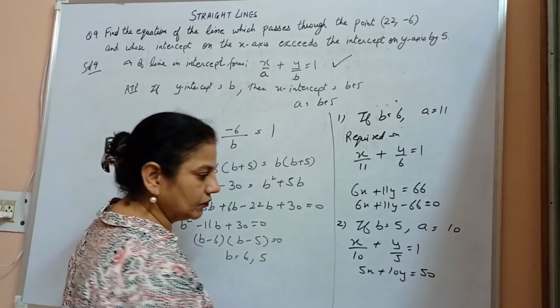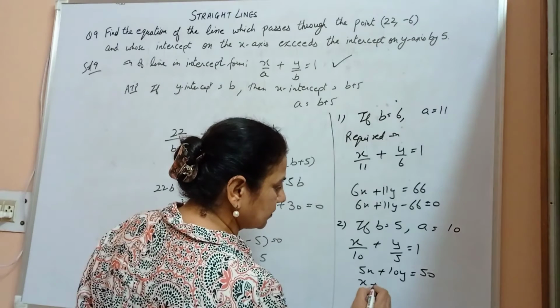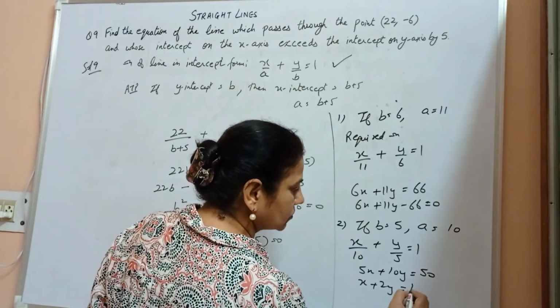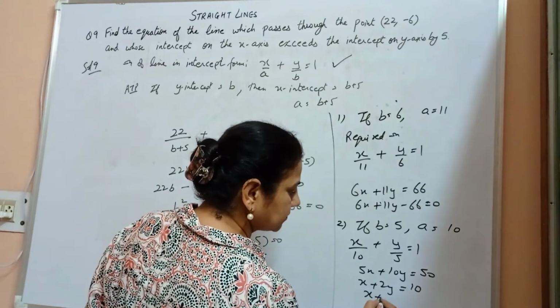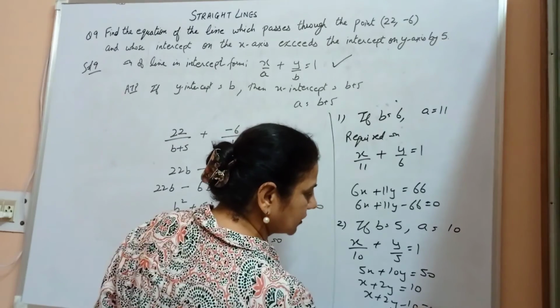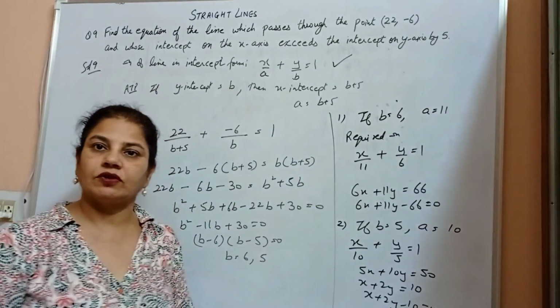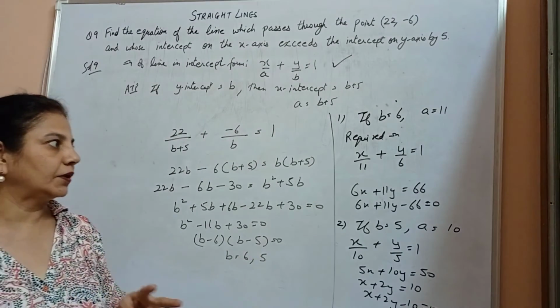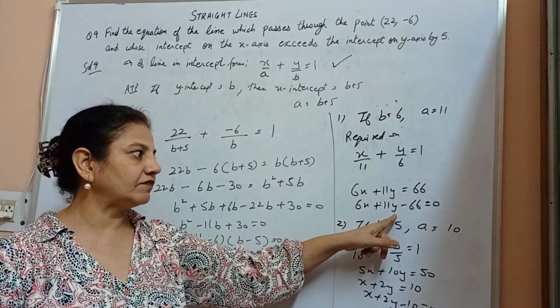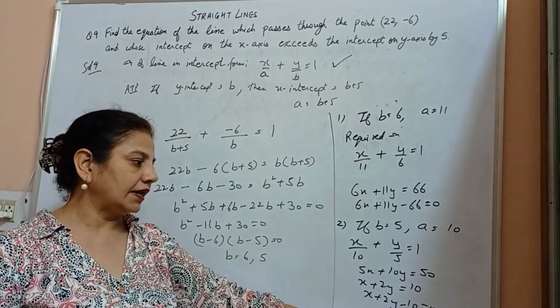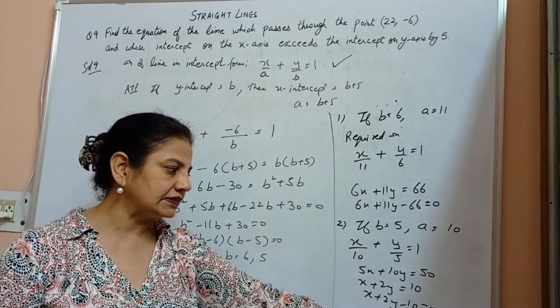Divide throughout by 5, you will get x plus 2y equals to 10, or you can say x plus 2y minus 10 is equal to 0 is the required equation of a line. So we get two required equations. One is 6x plus 11y minus 66 equal to 0, and another is x plus 2y minus 10 is equal to 0.